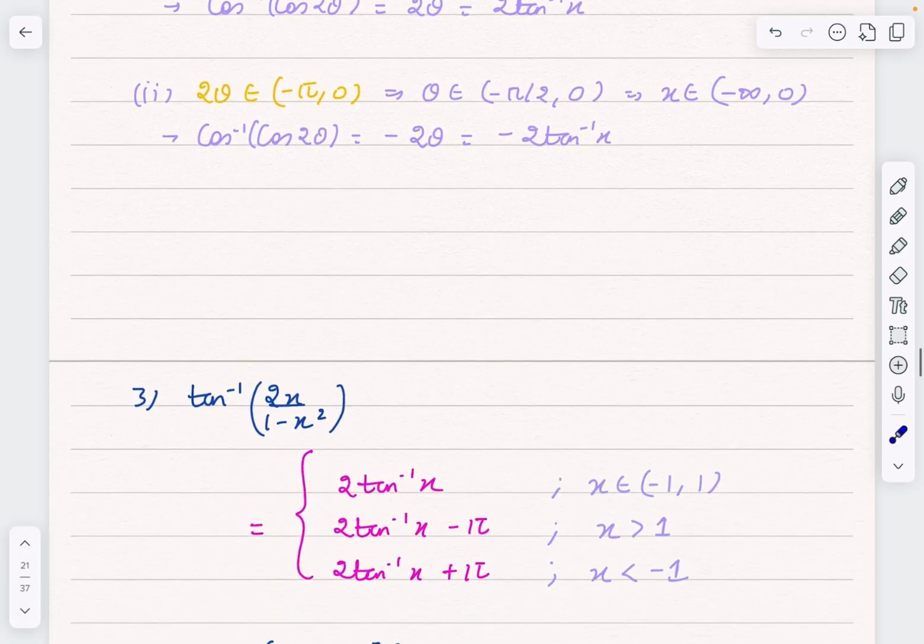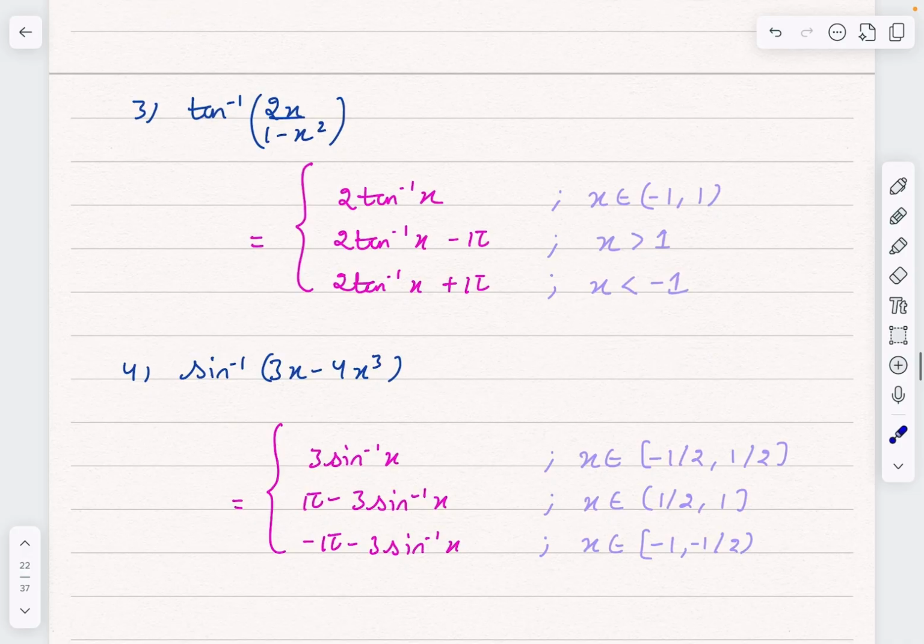Okay, next. Two more I'll give you, you can try to prove them on your own. Tan inverse of 2x by (1 minus x square) will be 2 tan inverse x when x belongs to minus 1 to 1, both open. You can see plus minus 1 will not be in the domain here, because the denominator will become 0. For x more than 1, it will be 2 tan inverse x minus pi. For x less than minus 1, it will be 2 tan inverse x plus pi. You can easily prove this thing by taking x as tan theta.